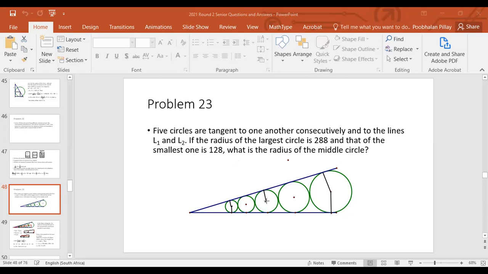Now, this is another example of a problem which takes a long time to solve. It took me a very long time, and I had to develop a formula for this. So I'm going to do that because it's quite clear that we have to move from one circle to the other. So I'm going to give names to the various radii. I'm going to call the smallest radius R1. The next one R2, R3, R4, R5. We know these values. R5 is 288 and R1 is 128.